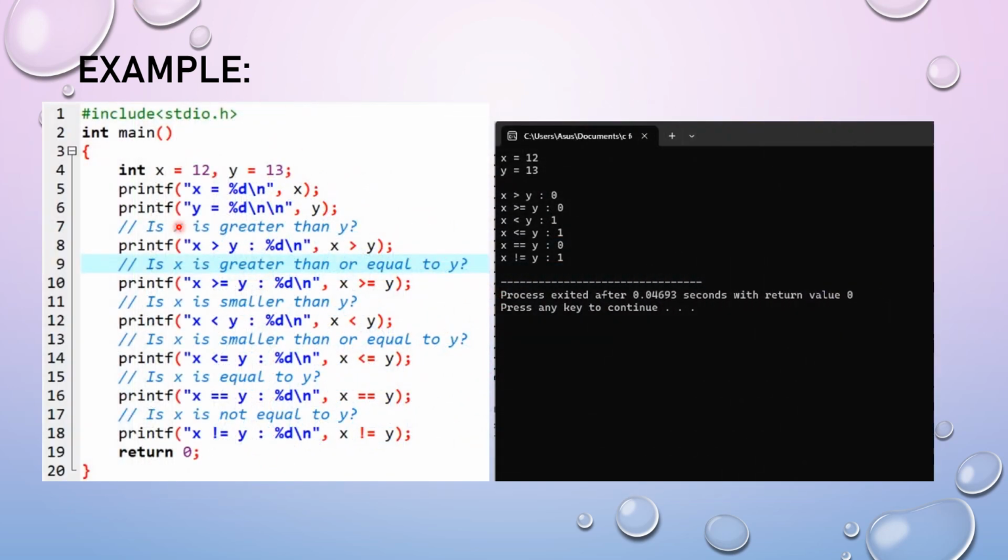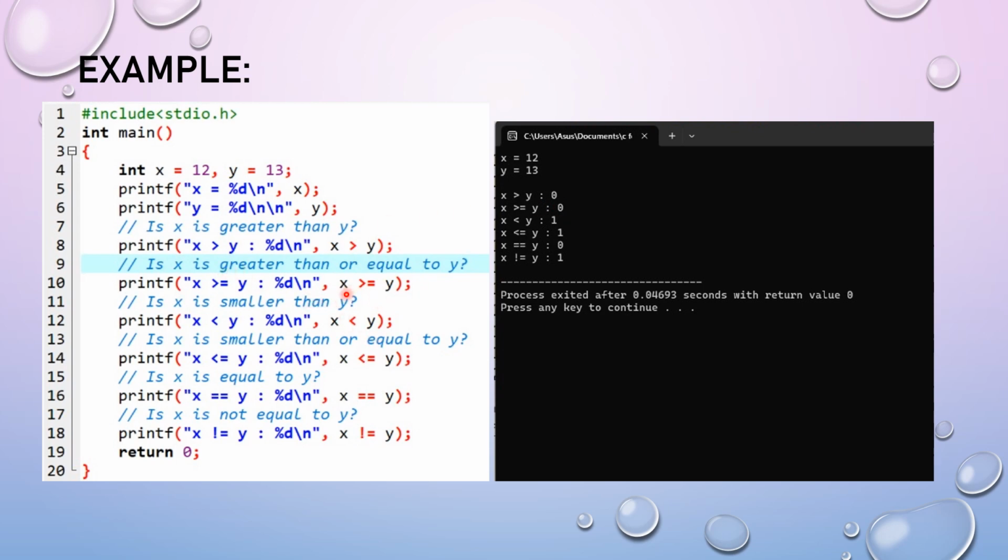Now I will tell you how this code works. I have written x equals to 12 and y equals to 13, and I have printed that to show everybody what values I have taken. So x equals to 12 and y equals to 13, simply I have printed that. Now we have to check is x greater than y. This was in quotes, so it will come as it is, x greater than y. Here is percentage d for the condition. The condition is x greater than y, is 12 greater than 13? No, so it gave an answer as 0 because 0 stands for false.